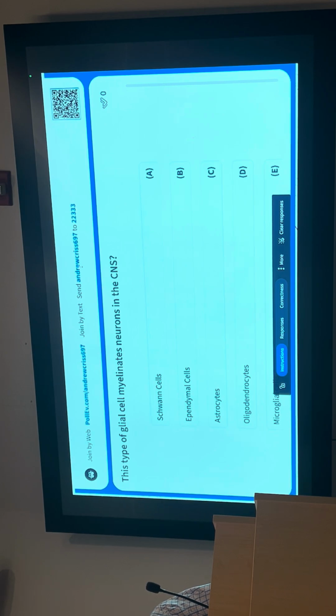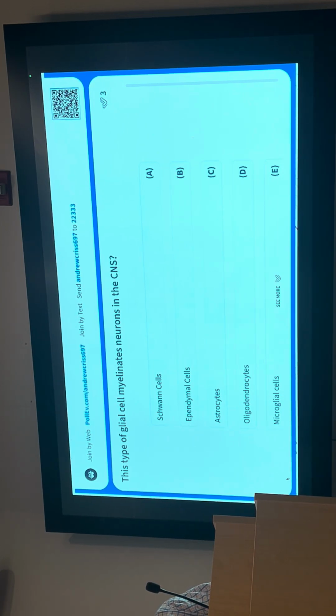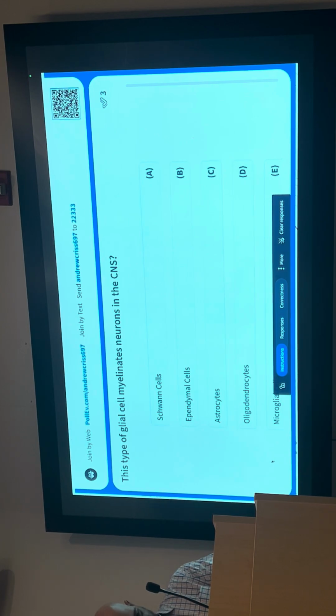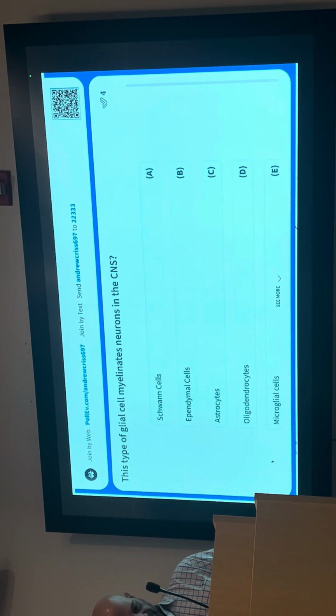So you guys know how to do it: scan the code, or just text to this number, 22333, text my name, 697, and then you can answer this question. So the last one says microglia, I don't know, every time I touch it. Let's see, yeah, there we go. I think those are the 5 answers. But one of these is correct. So this type of glial cell myelinates neurons in the central nervous system.